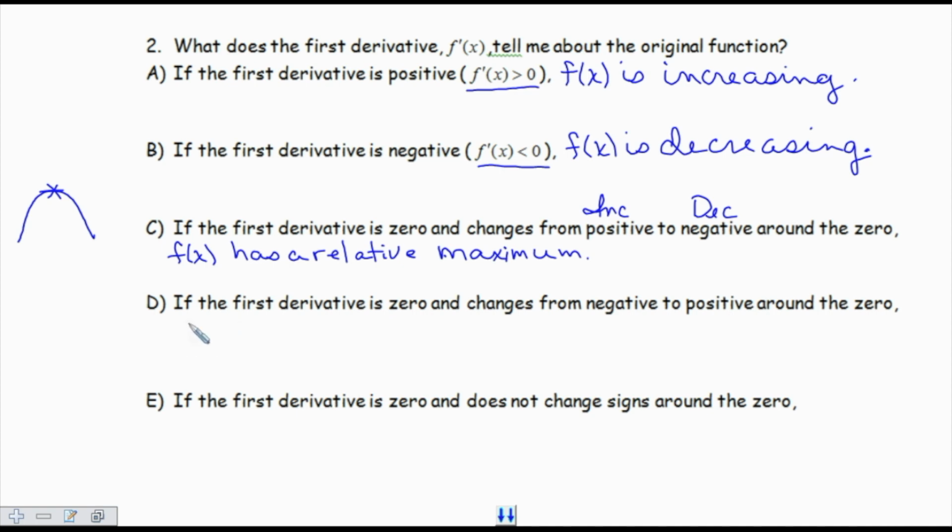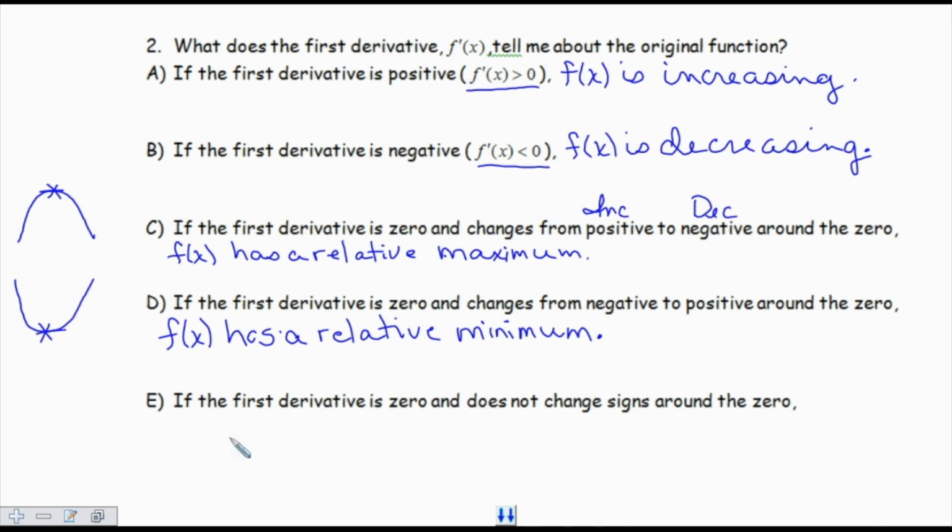So let's kind of do the same thing for the next one. If the first derivative is 0 and changes from negative to positive, that's negative slope to positive slope, then we're going to have that minimum. So f of x has a relative minimum. There we go. A relative minimum. Okay. So again, sometimes when I'm doing this to help me with minimum, I can take my hand and go decreasing, increasing, and that helps me see that minimum.